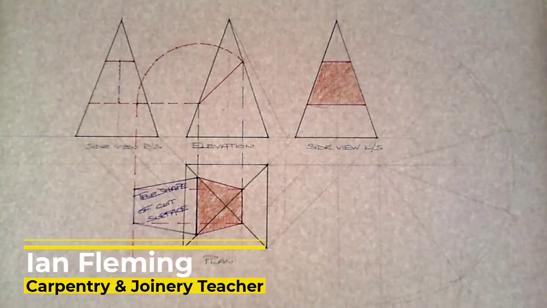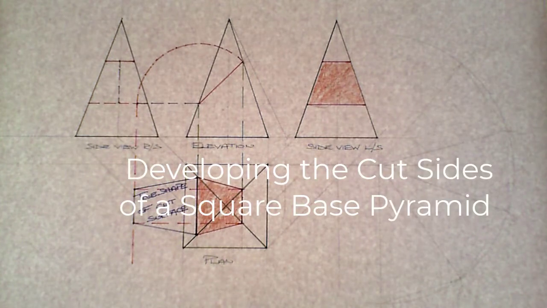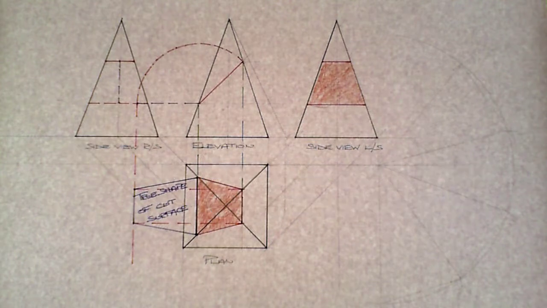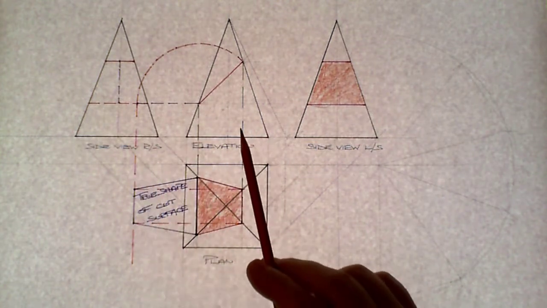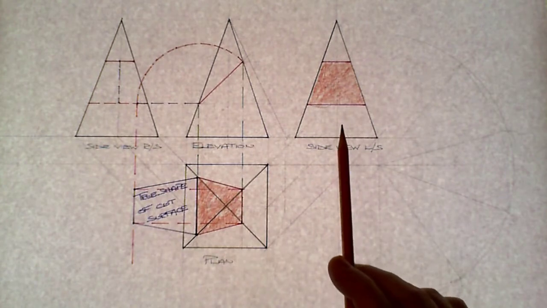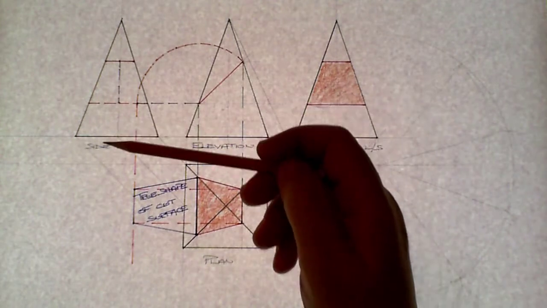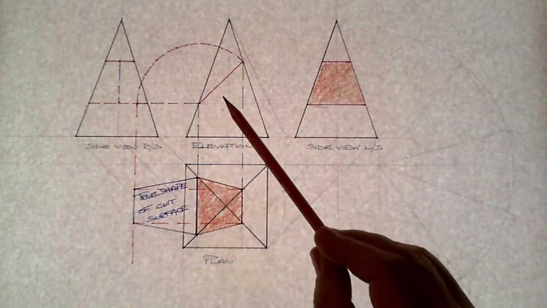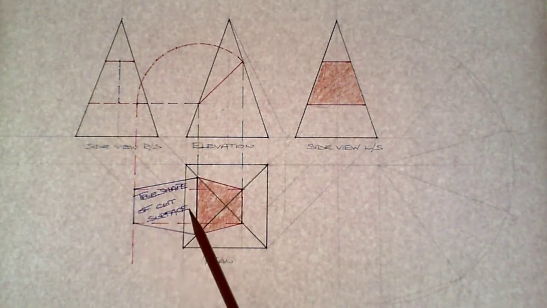Okay, so for this video, what we're looking at is developing the cut sides of the square-based pyramid. So we've already covered the drawing of the square-based pyramid, the elevation plan, side view looking in from the left-hand side, side view looking in from the right-hand side. And we've imposed the cut in the previous drawing. And we also established the true shape.